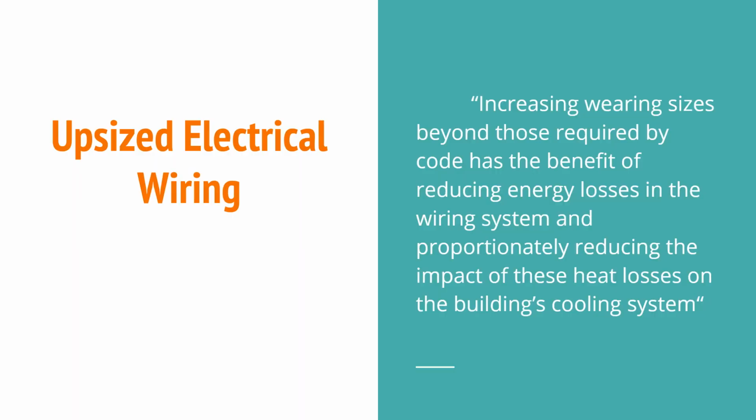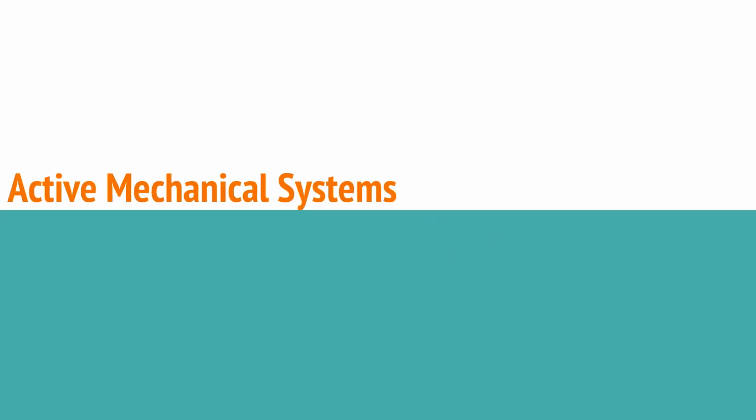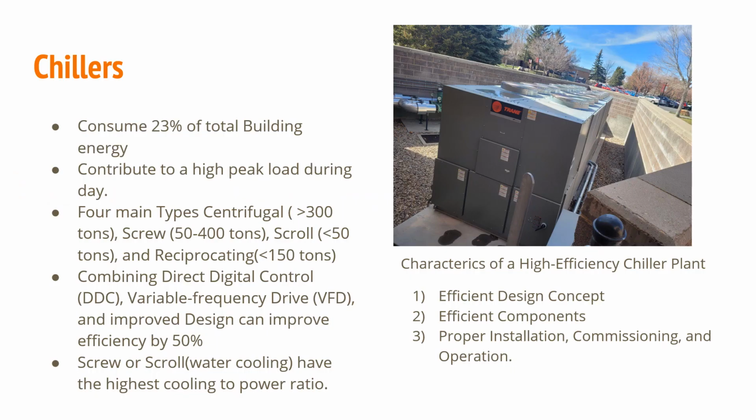So how do we mitigate this? Well, we can upsize the electrical wiring. Increasing the wiring sizes beyond those required by code has the benefit of reducing energy losses in the wiring system and proportionately reducing the impact of these heat losses on the building's cooling system. From there, though, we have active mechanical systems.